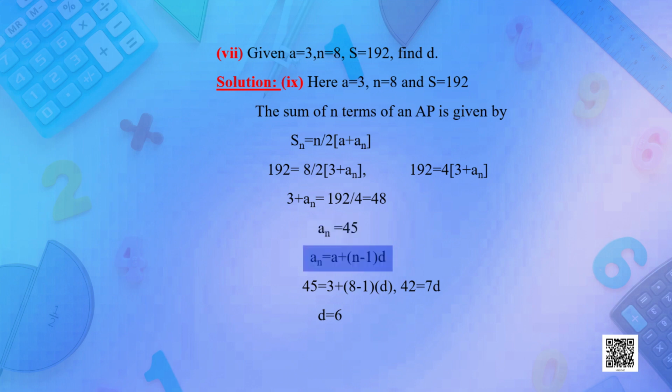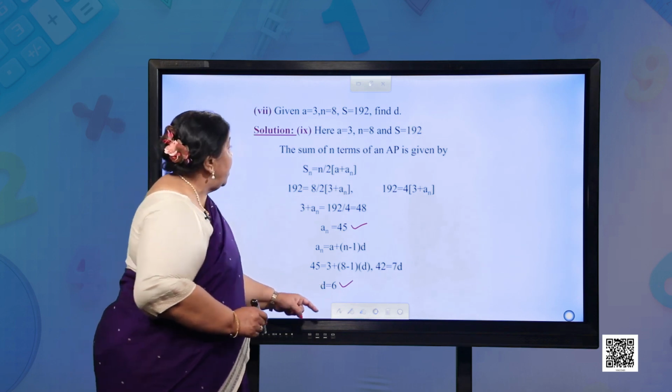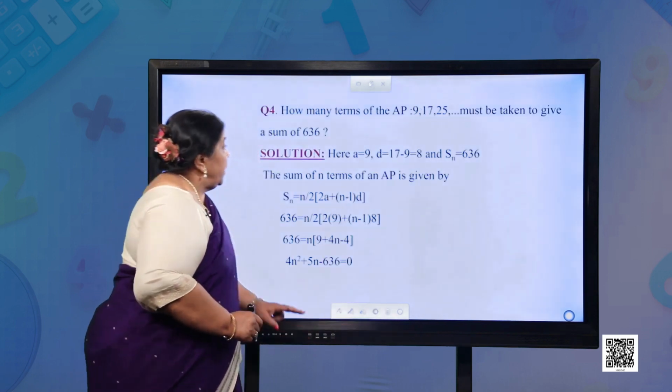In this way, we have calculated an. Now, the formula for an is a plus n minus 1 into d. So, 45 is equal to 3 plus 8 minus 1 into d, or 42 is equal to 7d. Therefore, the value of d is 6. In this way, we have calculated the common difference as 6. Now, let us do the next question.